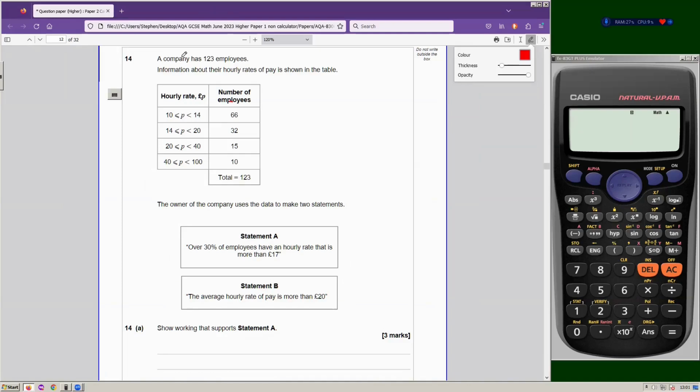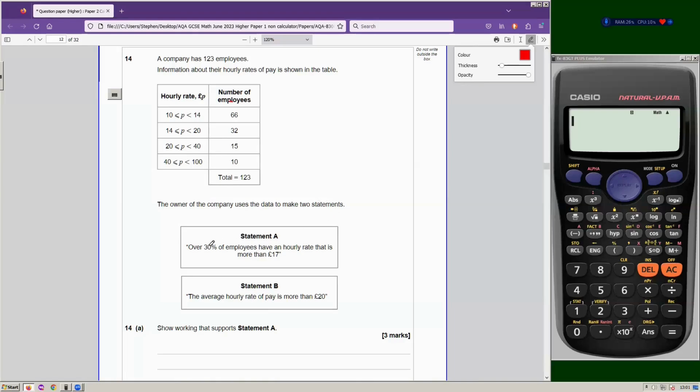Question 14, a company has 123 employees. Information about their hourly rates of pay is shown in the table. Here we go. Okay, £10 to £14, it can equal £10, but it can't quite equal 14. 66 of those, 14 to 20, 32, 20 to 40, 15. Right, okay, total.